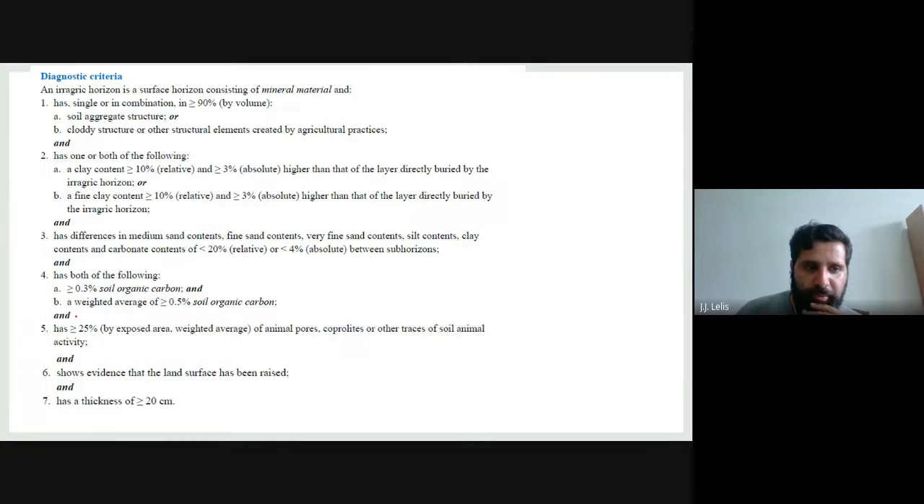We also should present evidences of animal activity in this horizon. We should present some evidence that the land surface was being raised, okay? And we should present a thickness of at least 20 centimeters.